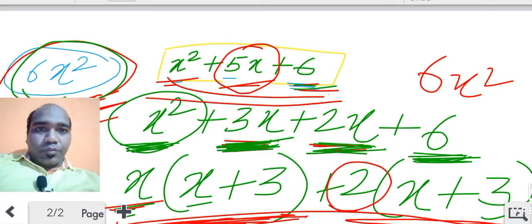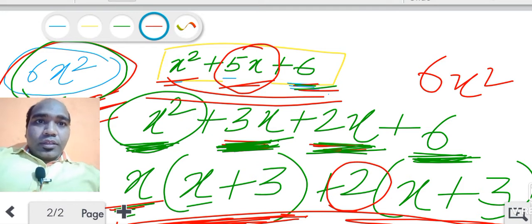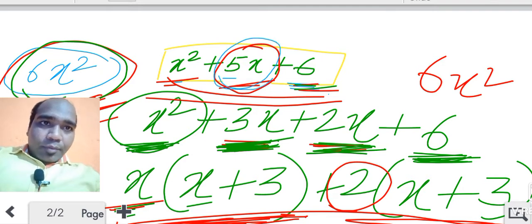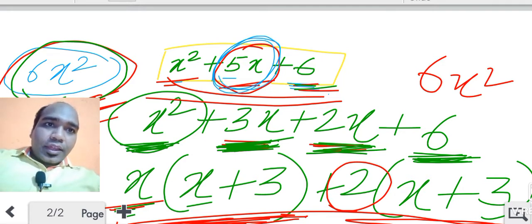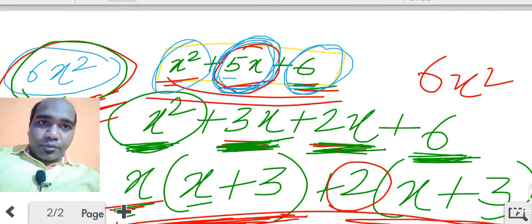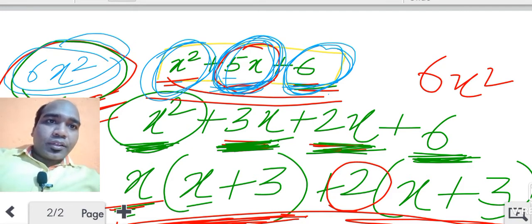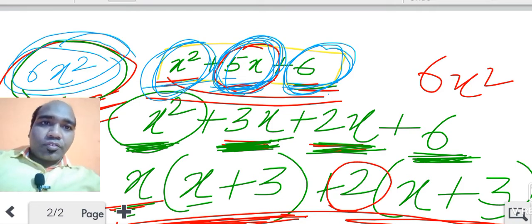So what we have learned here is that if we have to factorize, then the middle part we have to split in such a way that their product will be equal to the product of this constant and this x square. First of all, we'll multiply this constant and this x square, so we'll get 6x square. Now this middle part, the bx part, that is your 5x part, we have to split in such a way that their product will be equal to the product of x square and this 6.